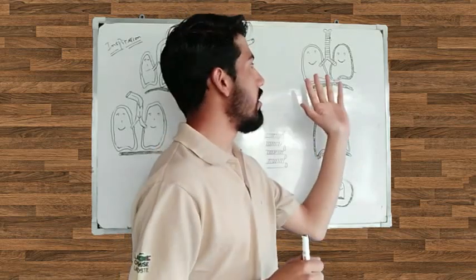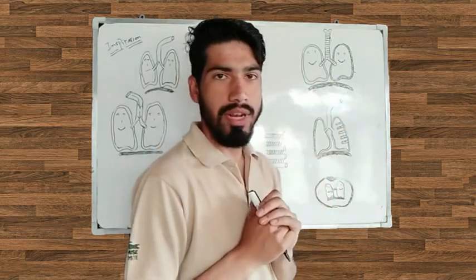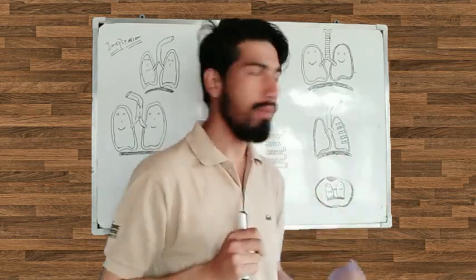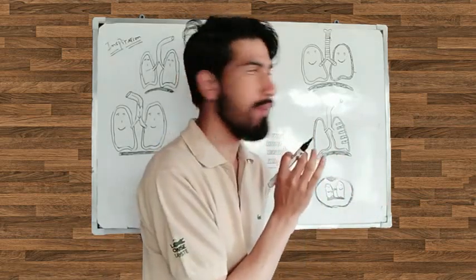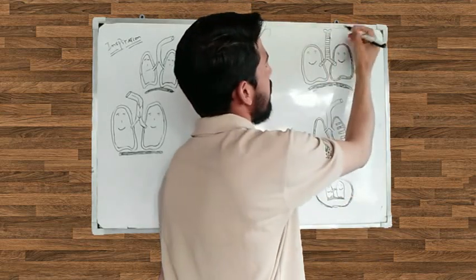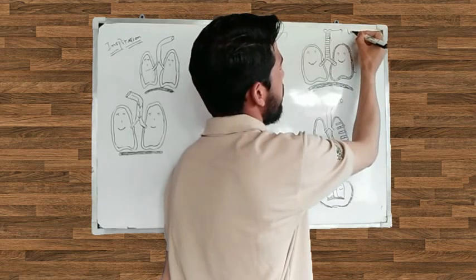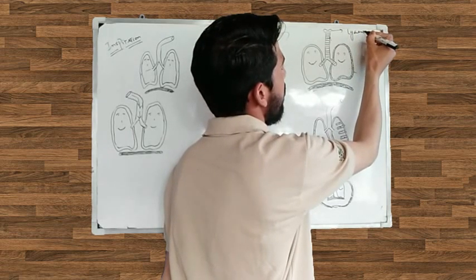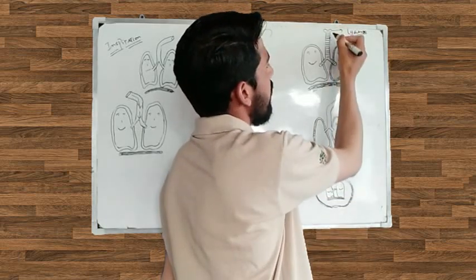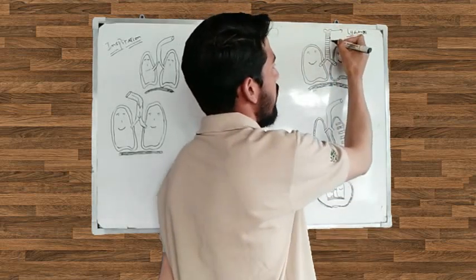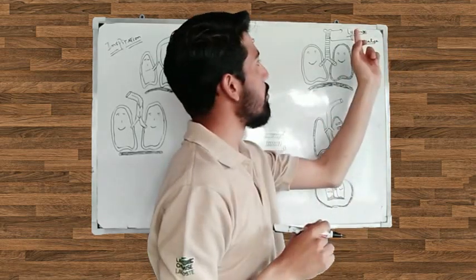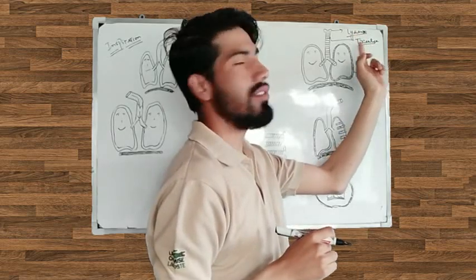First of all, here is the diagram of the lungs. We label it first, then we talk further about inhalation and exhalation. Here the first part, this upper part, is called the larynx. Now the part below, this pipe-like structure, is called the trachea. The first one is the larynx and the second one is the trachea.